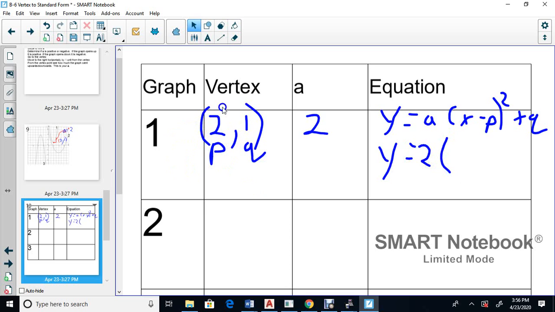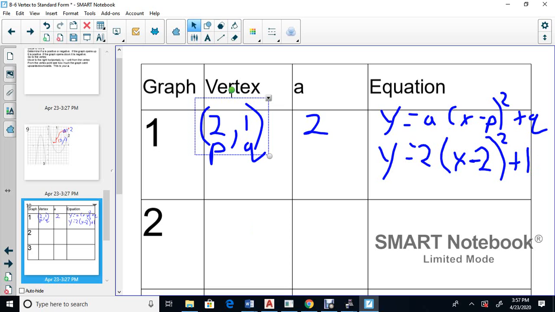It's x minus 2. So you put x minus 2 squared. Q is over here, the 1, so you put plus 1. And that's our equation: y equals 2 (x minus 2) squared plus 1. You could expand it to put it into standard form, but here it's in vertex form.